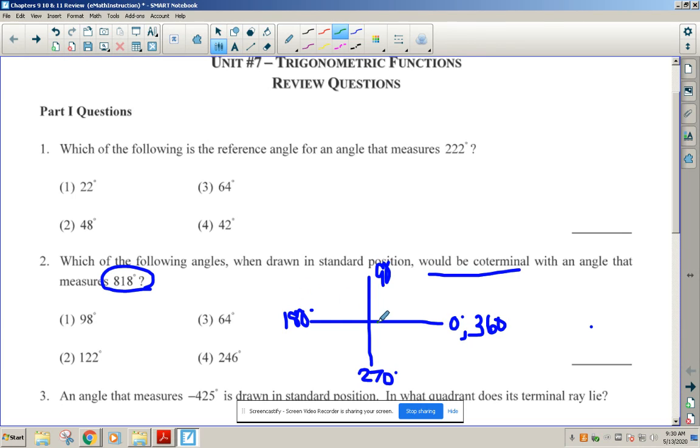So if I start at 0, here's a full 360 rotation. So now I have to do another full 360 degree rotation. That brings me up to 720 degrees. Now I need another 98 degrees to terminate here in quadrant 2. So this 818 is coterminal with the 98 degrees that terminated in quadrant 2.